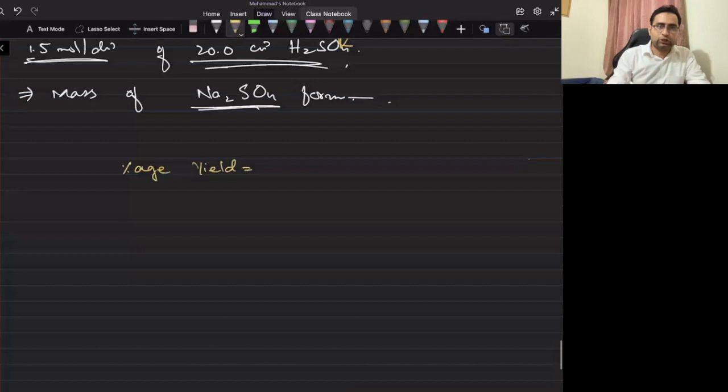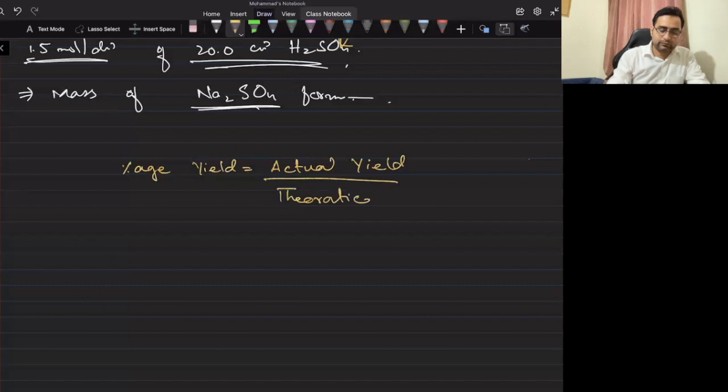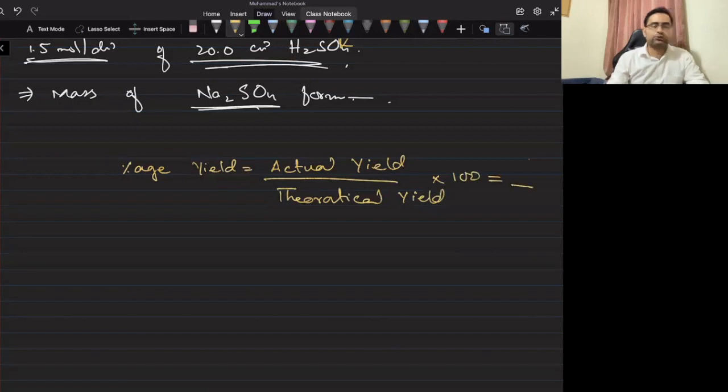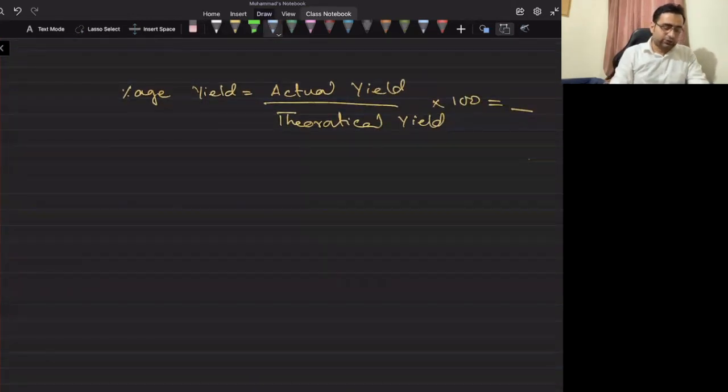Percentage yield is equal to actual yield, which is always given to you in the question, over theoretical yield, multiplied by 100. This is the formula which is used to find out percentage yield. Now, a question related to this percentage yield.